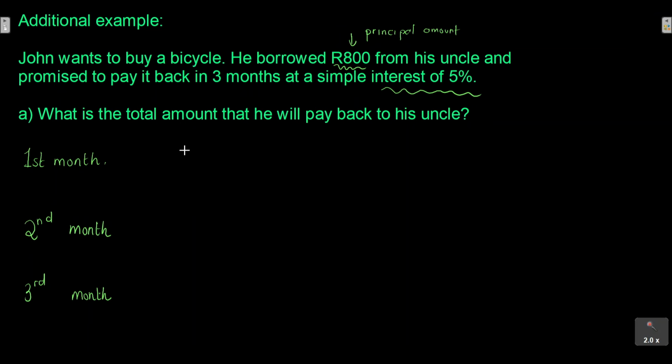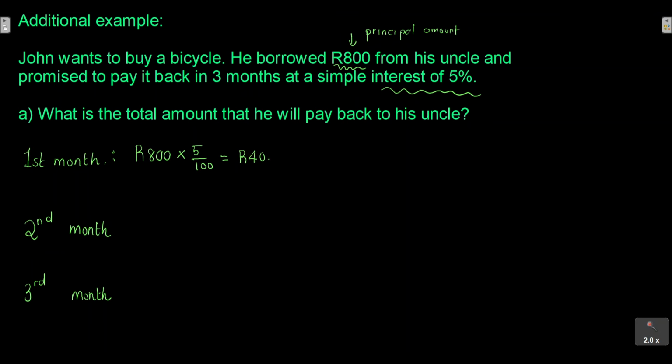So how would we then calculate the total amount that John will pay back to his uncle? In the first month, we'll take that 800 rand and multiply it by 5%. 5% is the same as saying 5 divided by 100. This will give us the interest that he pays for the first month. If you punch this into your calculator, 800 multiplied by 5 divided by 100, or 800 multiplied by 5%, is equal to 40 rand.